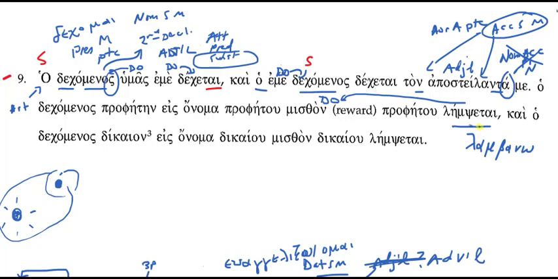Okay? And ho dexamenos dikaion, what's that? The one who receives a righteous person. Now what? This is an adjective. Technically, that's an adjective. How is that adjective functioning? It is substantival. So he who receives a righteous person, a righteous one, eis onoma dikaiou, in the name of a righteous one, misthon dikaiou lēmpsetai. There's my verb again over here, right? That kind of person will receive misthon dikaiou, direct object, a righteous one's reward. All right? So lots of substantival things, participles, adjectives. It's awesome. Okay? Love it.